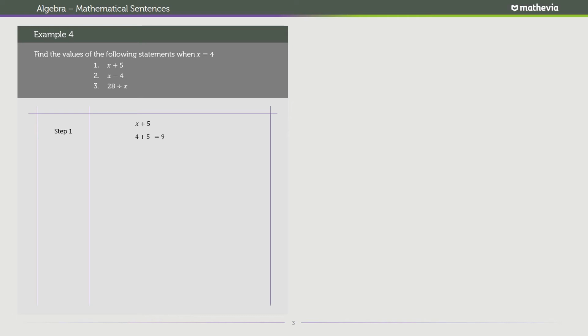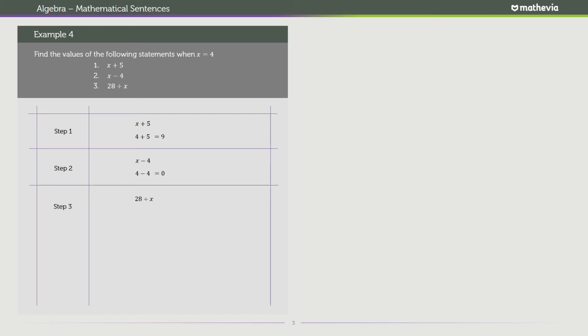Very simple. Now, can you do the second one? The second one says x minus 4, and we know that x is 4. The question says find the values of the following statements when x is 4. So I put 4 in the place of x, and basically what you have is 4 minus 4, which equals 0, because x is 4.